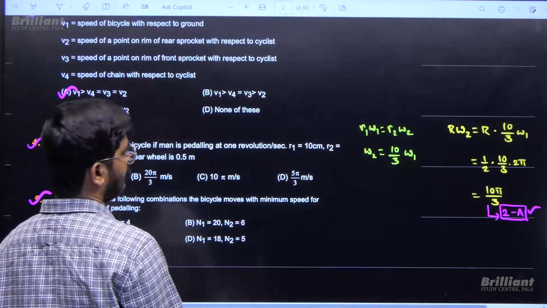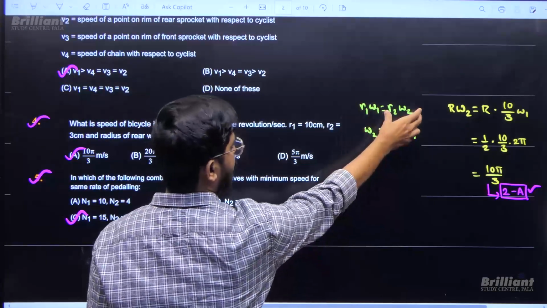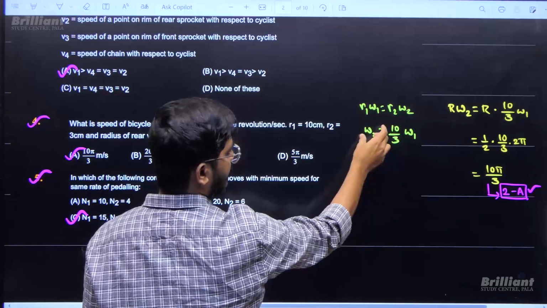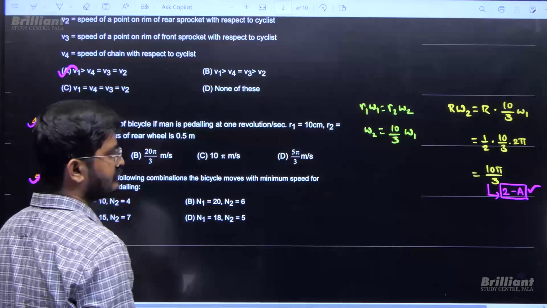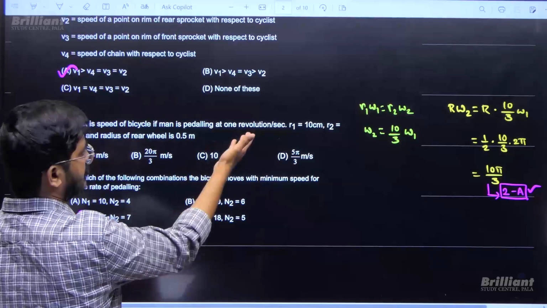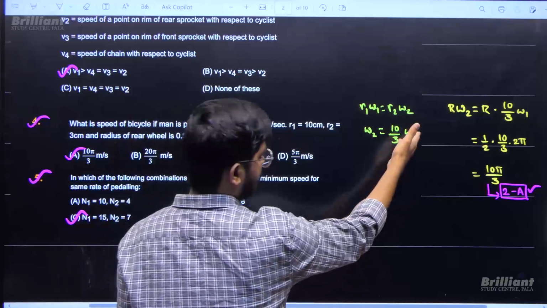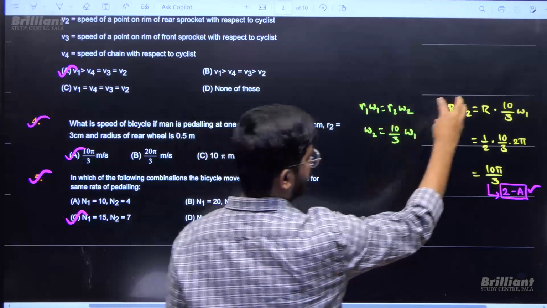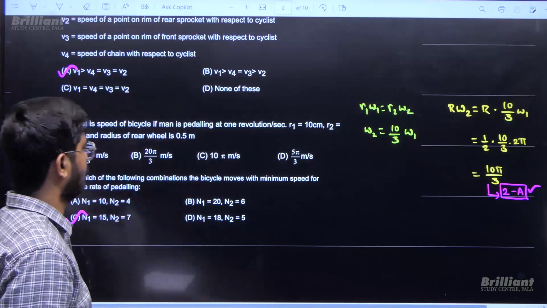Now you need to calculate omega 2. They have given omega 1. The speed of the chain should be the same, so r1 omega 1 equals r2 omega 2. From there you can find omega 2 is 10 by 3 times omega 1, because they have given r1 and r2. Omega 1 was given as 1 revolution per second, that is 2 pi radians per second. You can substitute this here and you will get the required answer, the speed of the bicycle.